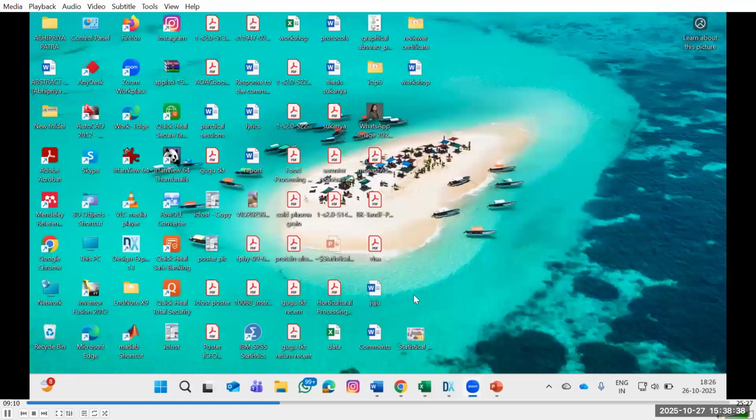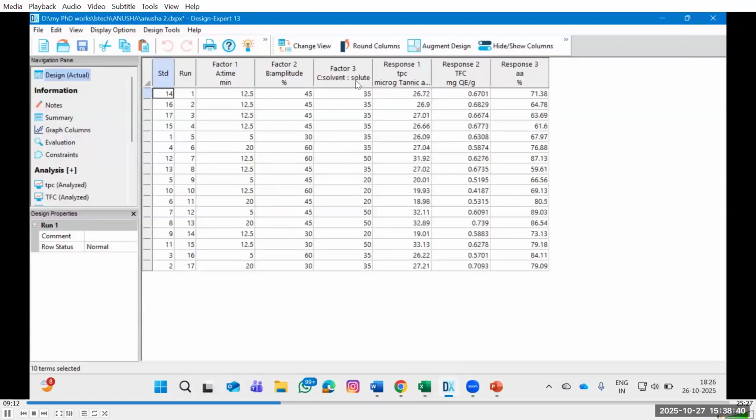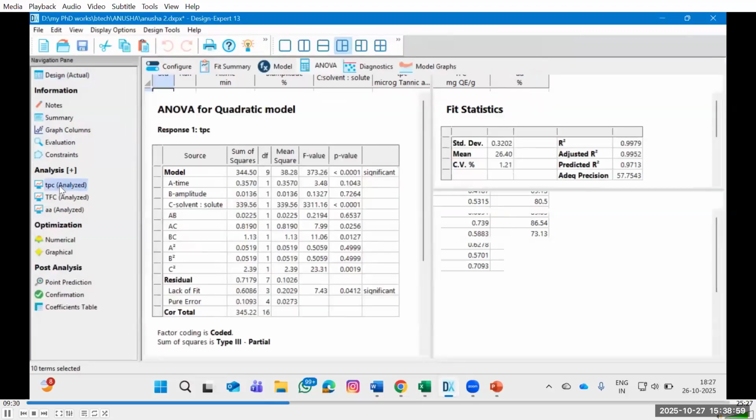This is the whole graph. Here you can see that at every run, at each combination, there will be a particular value of phenolic content, flavonoid content, and antioxidant activity. Okay. Then after that, I'll show you what we'll do. So first we'll go for the analysis.